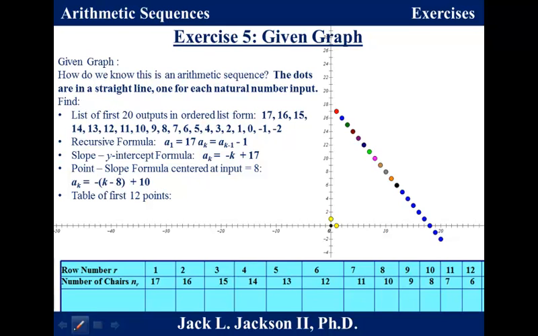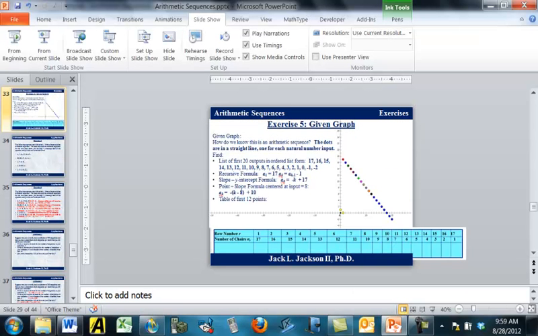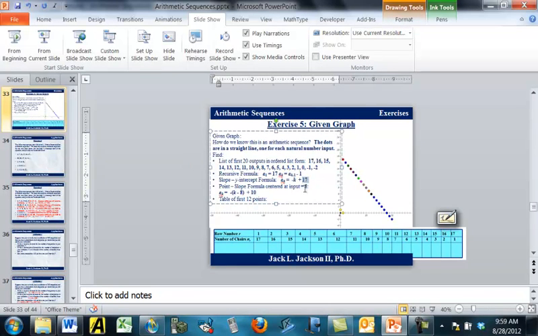That's not right. This one starts with a first term of 17, and that needs to be the 0th term. So let me fix that. Okay, this should say we need to figure out what the 0th term would be. So if we went back one more, that would actually be 18.